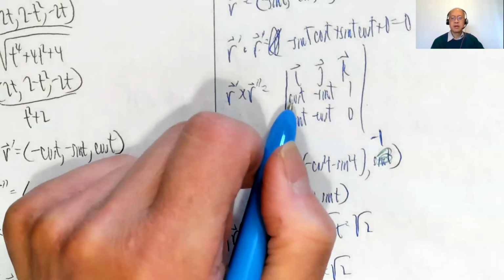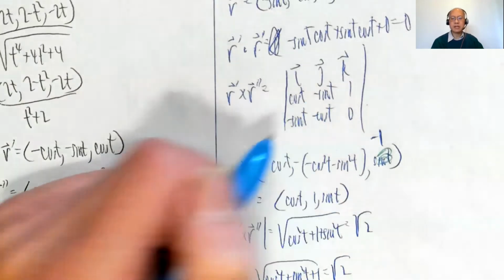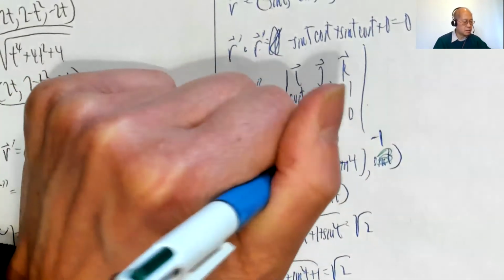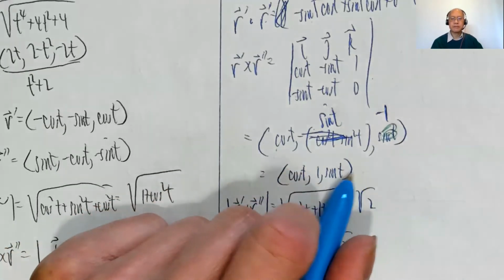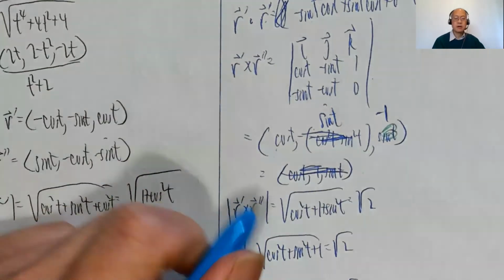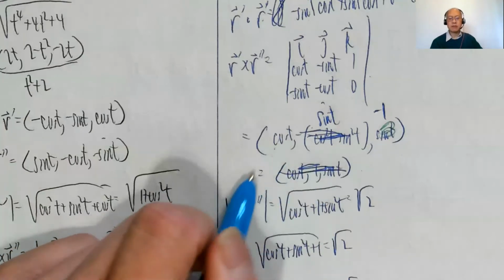Whoops. Get a little bit of focus here. So the j component is that minus, so that's just sine t. Sorry about that. Cosine t, sine t, negative 1. Fortunately, this still comes out to work.